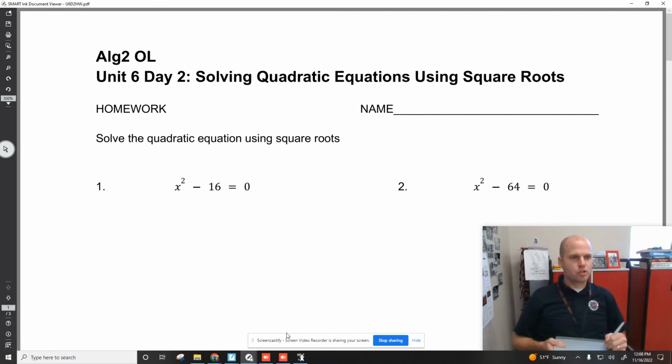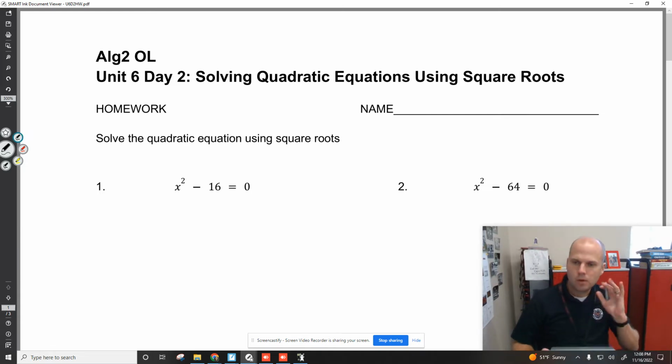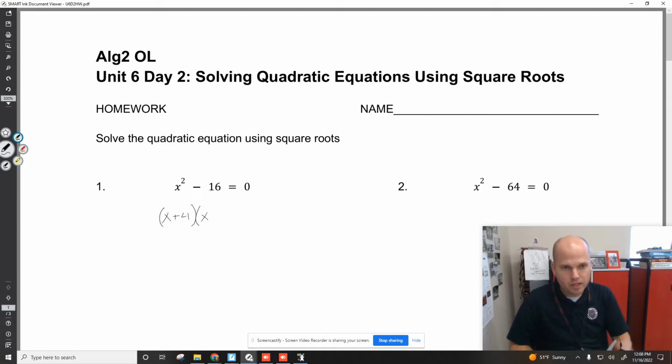What's up, Algebra 2 students? Let's do the homework. We are solving quadratic equations just like we did last unit. But instead of factoring, we're going to keep it a little bit easier, simpler. Instead of factoring and worrying about the numbers and the X box and everything to get the answers 4 and -4. Now notice the answers for this are going to be -4 and +4.